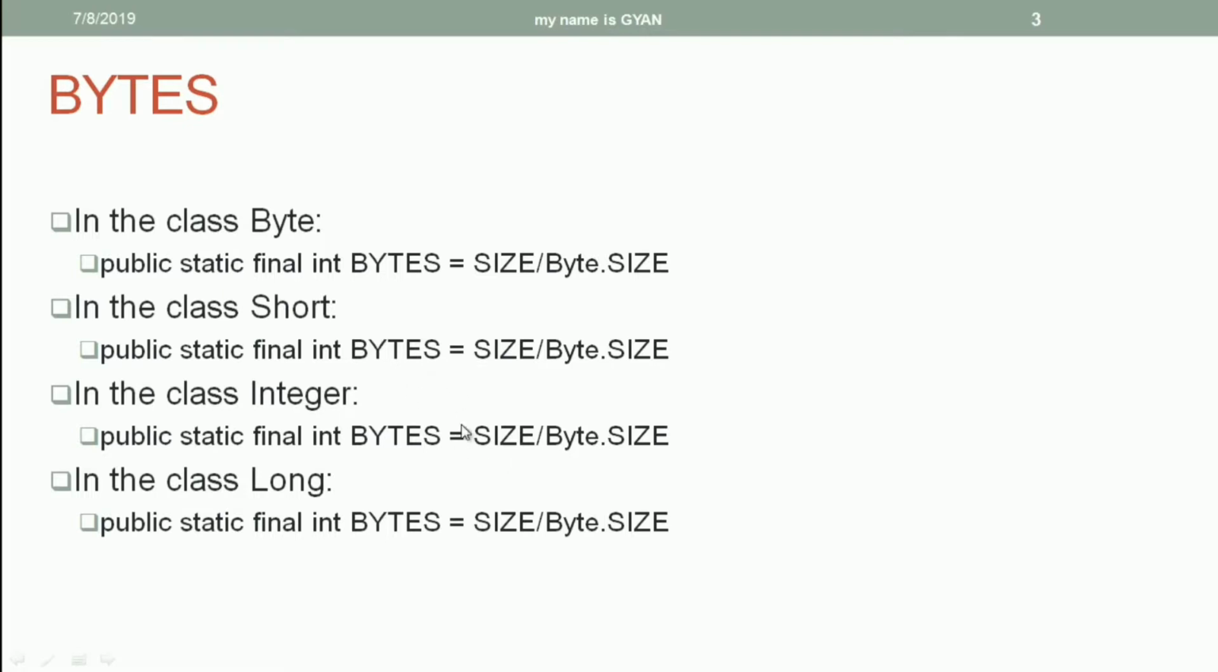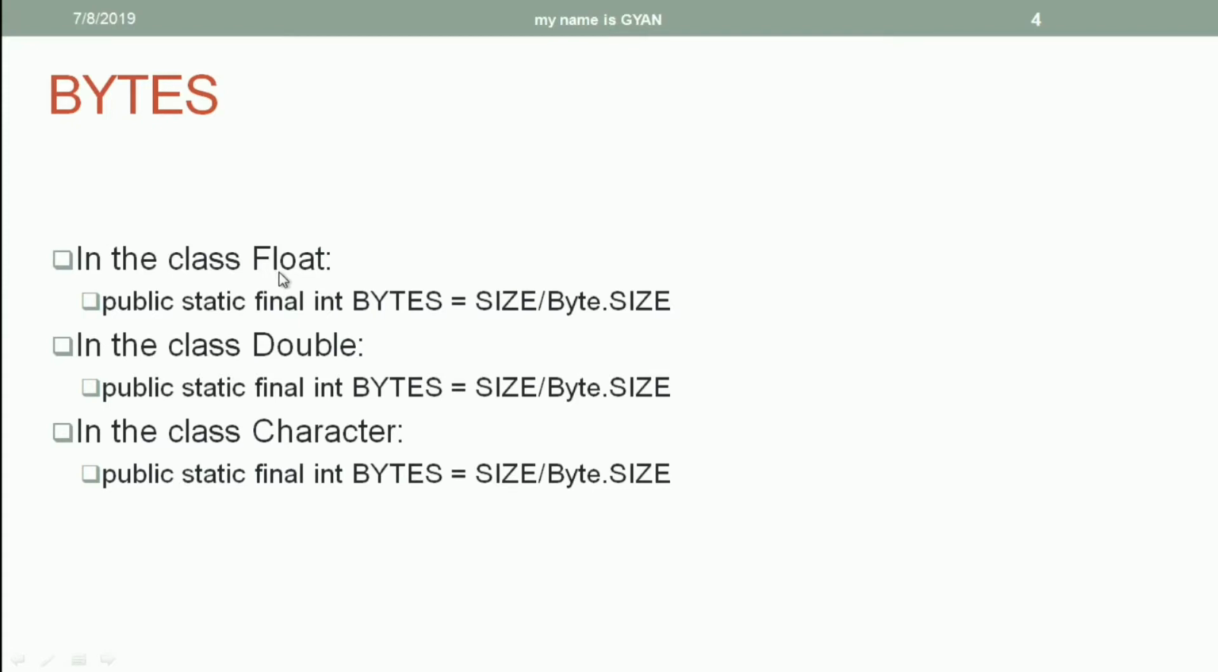In the class Integer, the value of SIZE is 32. And the value of SIZE of the class Byte is 8. 32 divided by 8, that is 4. So the value of the field BYTES in the class Integer is 4. Similarly, the value of SIZE of the class Long is 64, which is divided by Byte.SIZE, that is 8. That's how the value of the field BYTES in the class Long is 8.